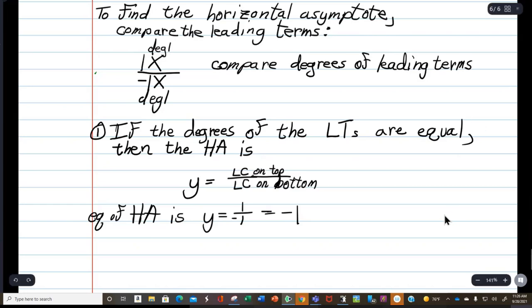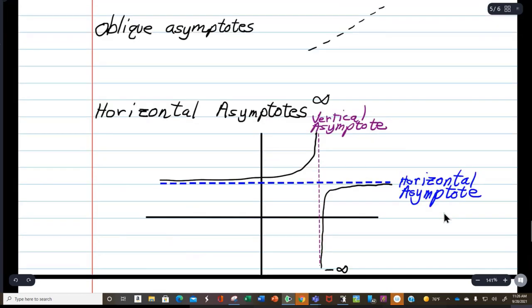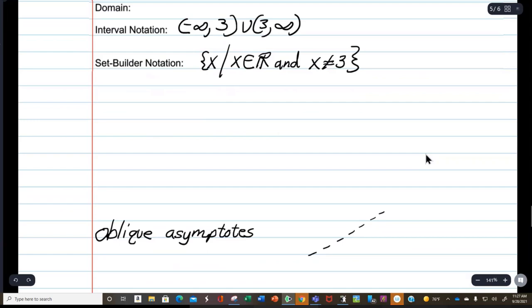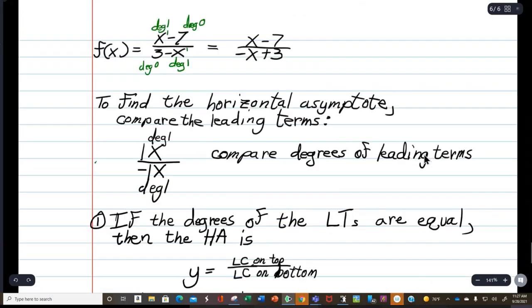Now, going way back to what feels like the beginning of the century, that's how I knew that the horizontal asymptote was y equals negative 1. Because I can look at this and I said to myself, degree 1 and degree 1. So all I have to do is take the leading coefficients and put them into a ratio. The top leading coefficient over the bottom leading coefficient, which will be 1 over negative 1, which is negative 1. And that's your first rule.